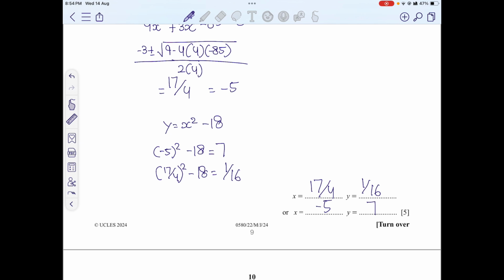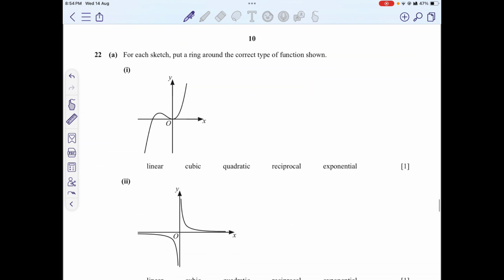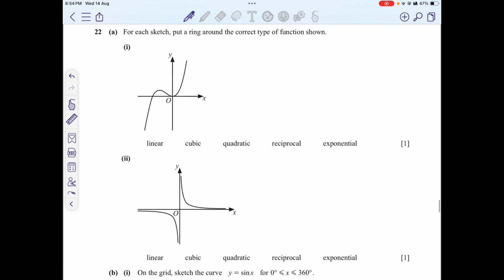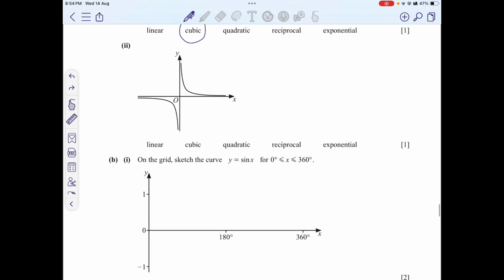Moving on. Now for each graph, put a ring around the correct type of function shown. This is a cubic function because first you can see the shape of the curve, and it has 2 turning points and intercepts as well, because a quadratic would usually look like a parabola. Now this type of curve is called a reciprocal curve because it's in two opposite regions, and also you have an asymptote. That means it doesn't touch the y-axis or the x-axis. It's moving away from the line.